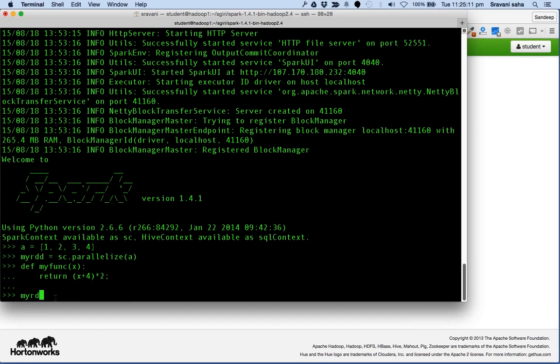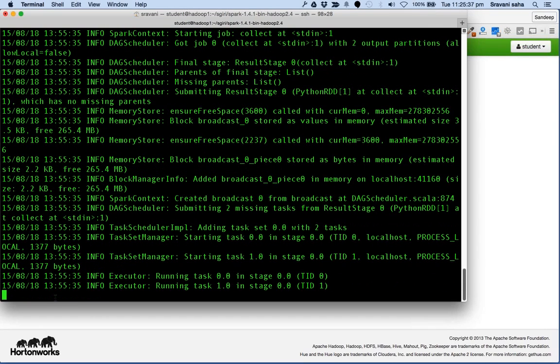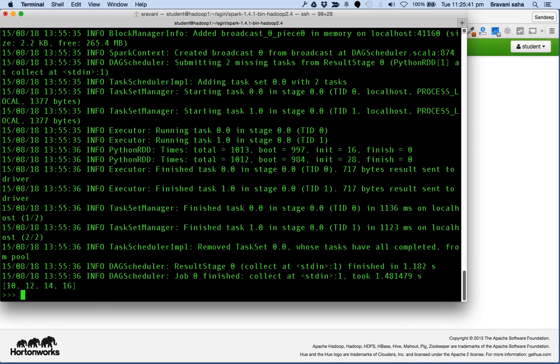So we can say my rdd1 equals this, a new RDD I'm creating from my existing RDD. This is my data set. So I'm saying my RDD.map, meaning running a function on every node and getting it executed. It ran my logic in parallel on every node. You can see that for every element, 4 was added and then multiplied by 2. So 1 plus 4 is 5, times 2 is 10, then 12, 14, and so on.